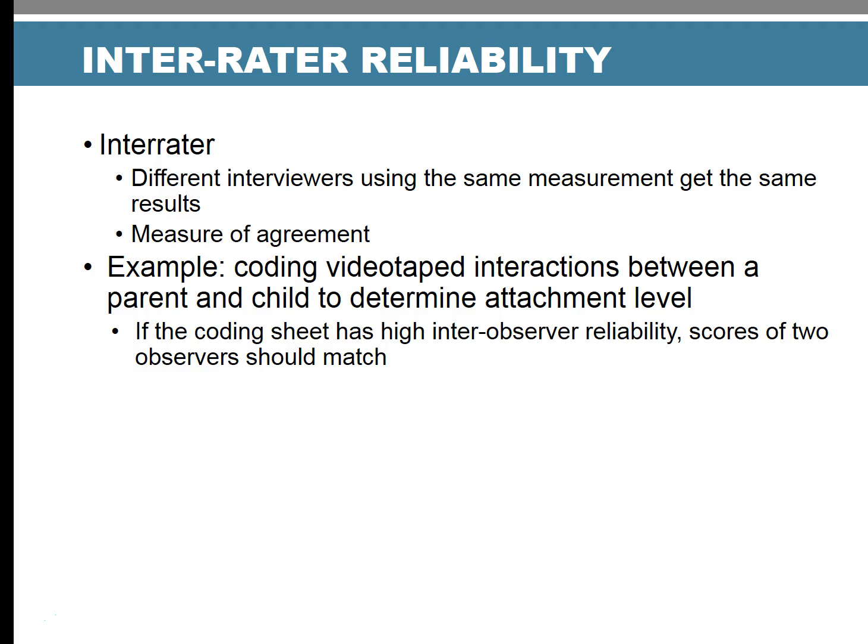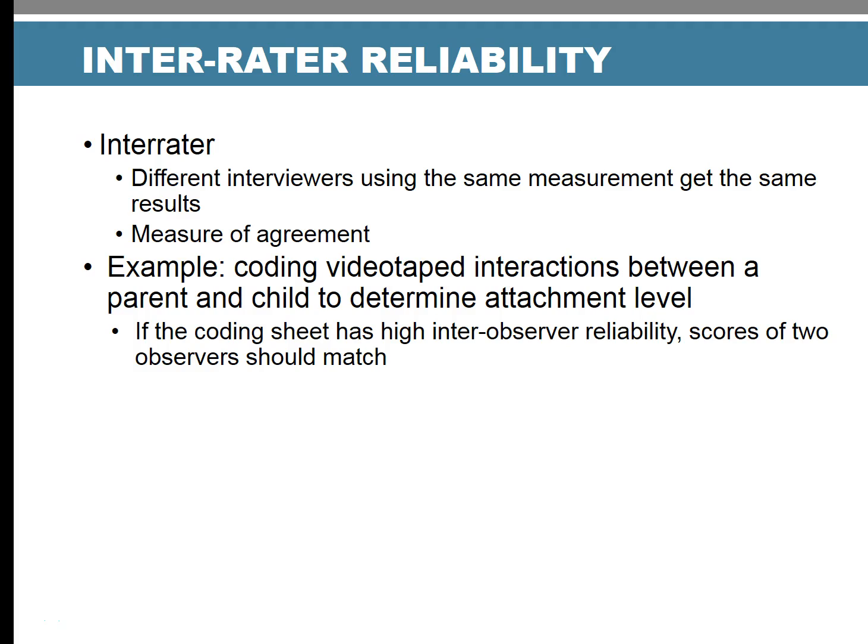And you want to have a healthy attachment to the parent, so the child will come and do things with the parent, but also is not afraid to leave the parent and be independent. Overly attached children is a sign of unstable relationship. So with the inter-rater reliability, my coding sheet would have high inter-rater reliability if different observers would watch the same interaction and they would have the same result.